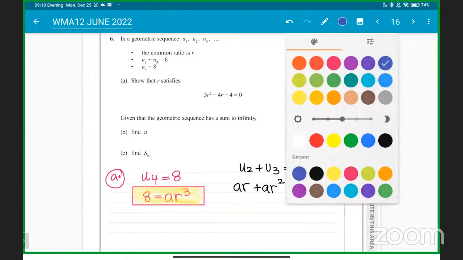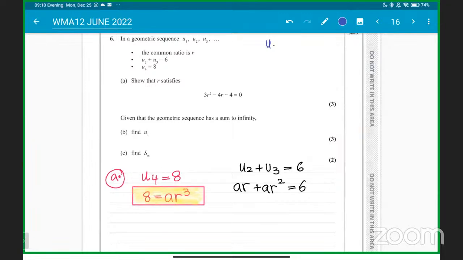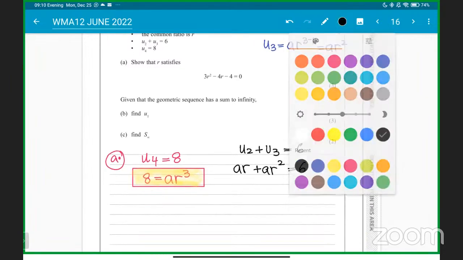Okay, students, let me still write it down if anyone is struggling. Term number 2 will be AR power 2 minus 1, so AR, and term number 3 will be AR power 3 minus 1, so it will be AR squared. Okay, understood? Got this?